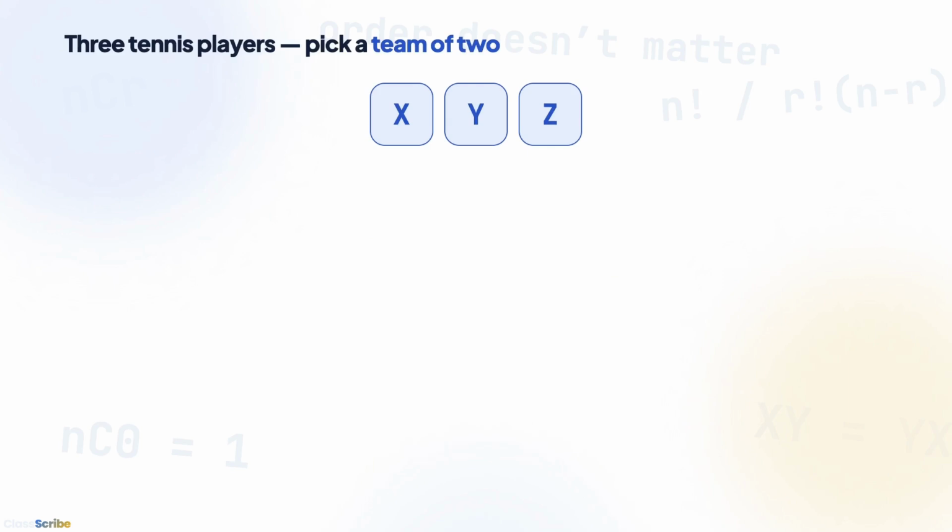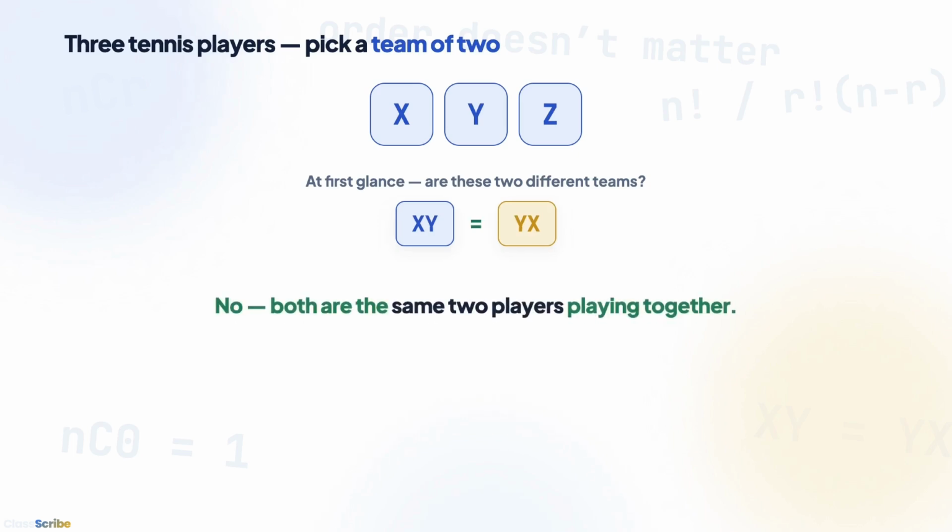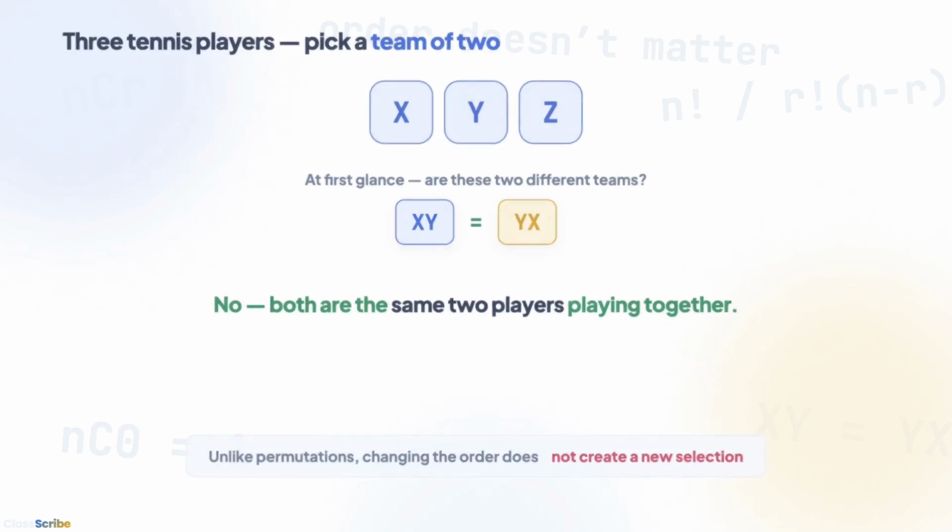Suppose there are three tennis players X, Y, and Z, and we want to form a team of two players. How many different teams can we make? At first, you might think that XY and YX are two different teams. But are they really different? The answer is no. Both represent the same two players playing together. Unlike permutations, changing the order does not create a new selection.